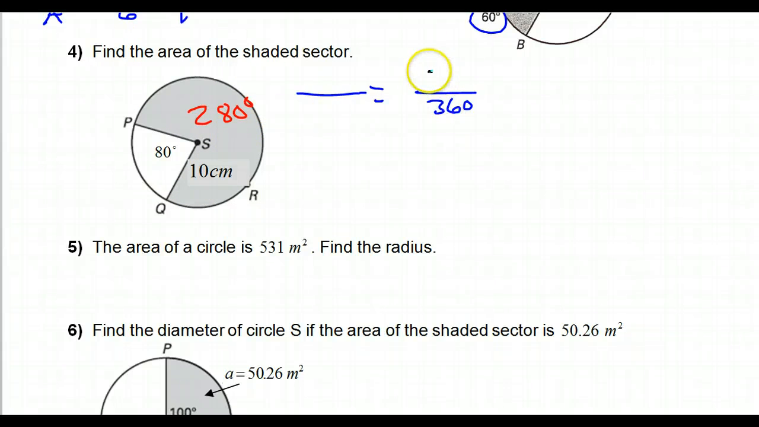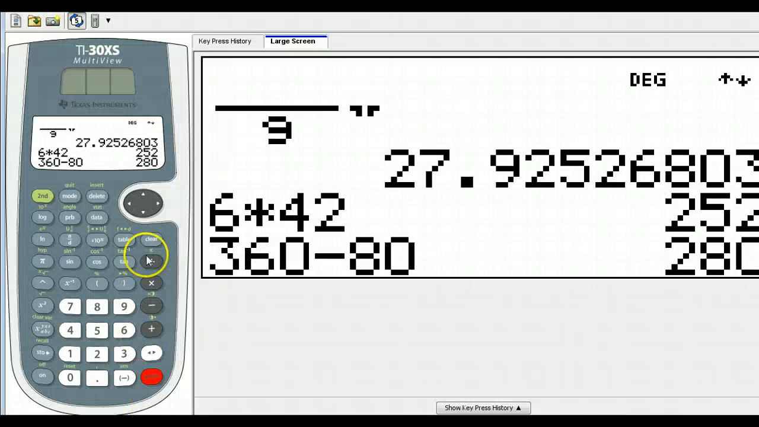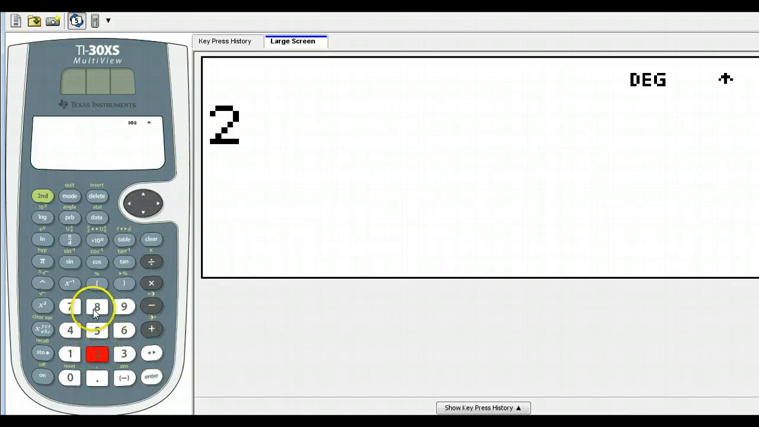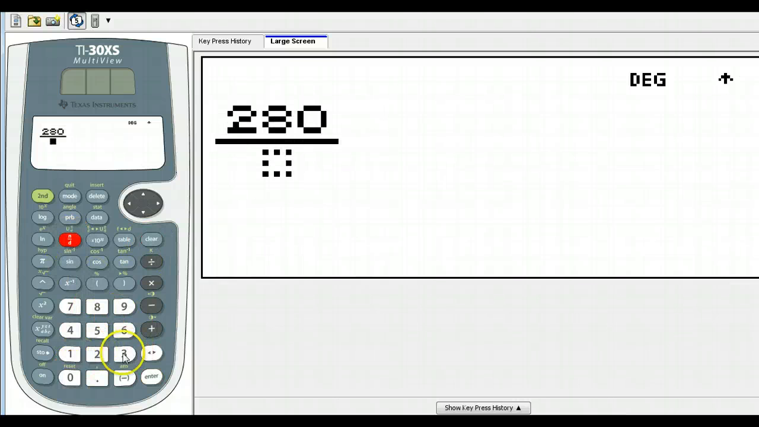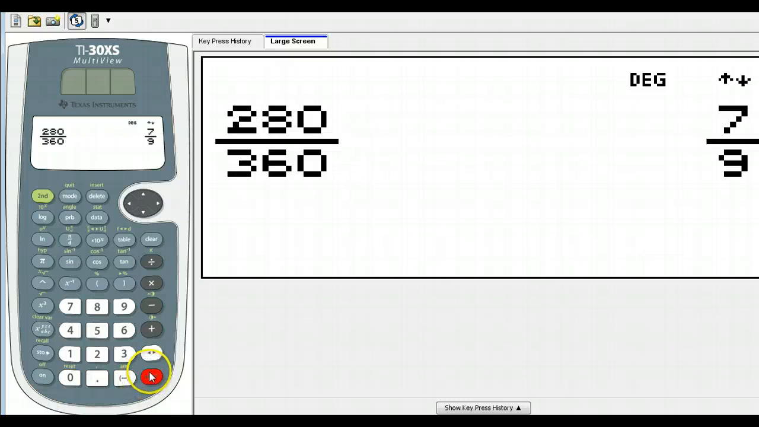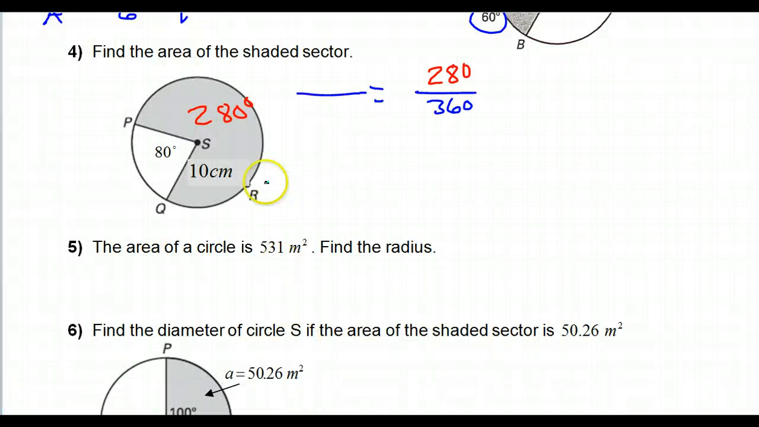So when we do part over whole, we're going to have to do 280 degrees over 360, not 80 over 360. Now let's just reduce this. 280 over 360. That's 7/9. Okay, that's much nicer numbers to work with.